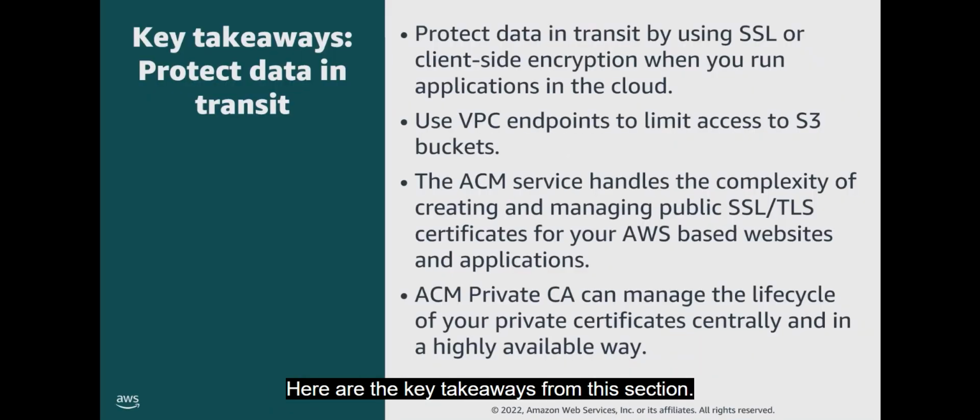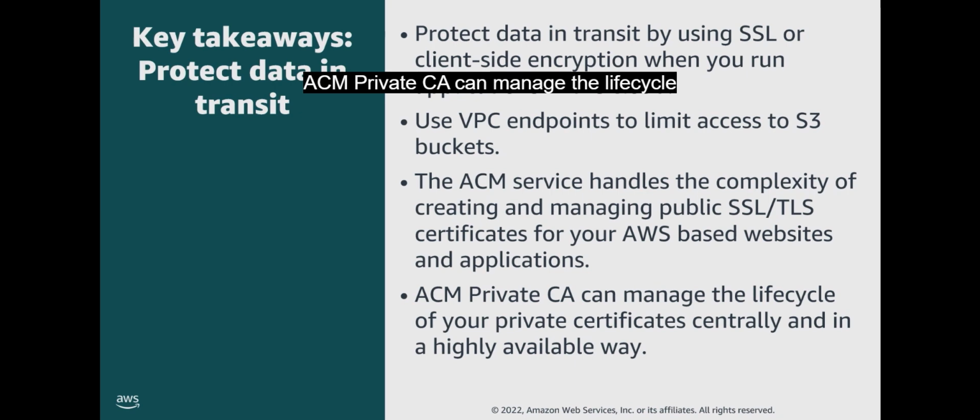Here are the key takeaways from this section. Protect data in transit by using SSL or client-side encryption when you run applications in the cloud. Use VPC endpoints to limit access to S3 buckets. The ACM service handles the complexity of creating and managing public SSL and TLS certificates for your AWS-based websites and applications. ACM Private CA can manage the lifecycle of your private certificates centrally and in a highly available way.